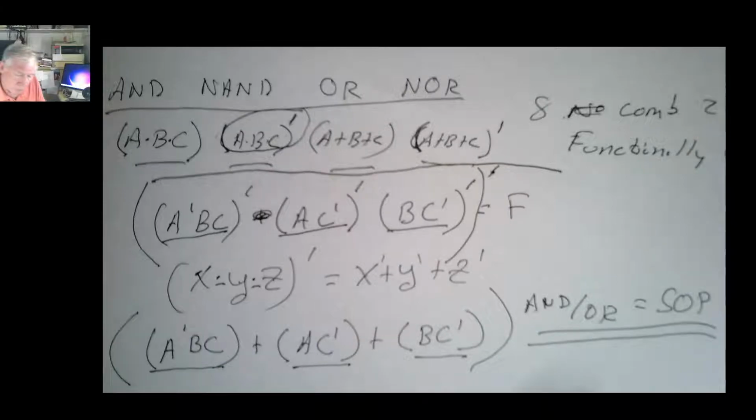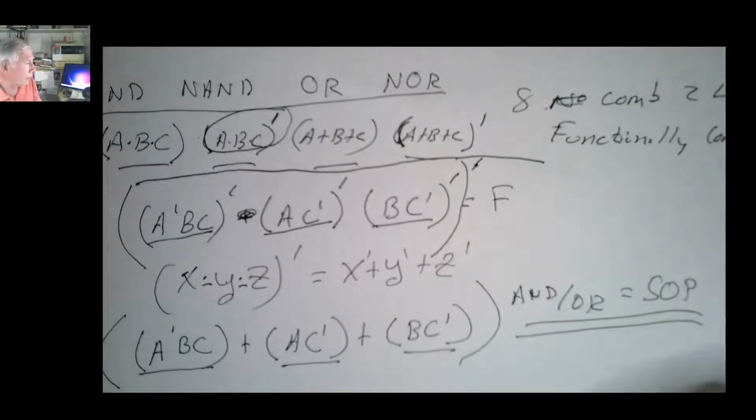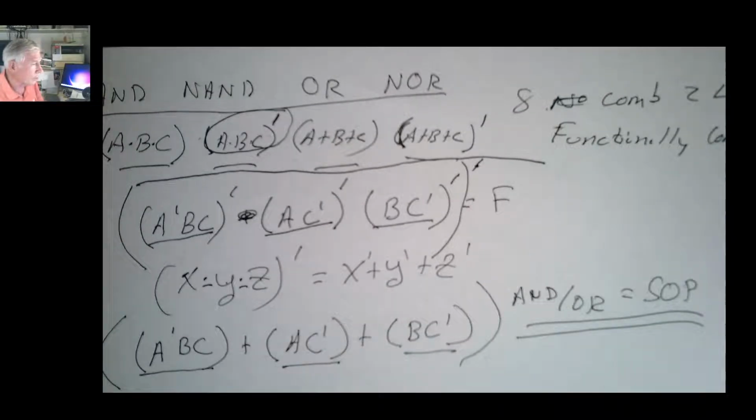Okay, so let's try one of these others. So we know that a NAND-OR is not functionally complete. So let's see what happens if we write that out.